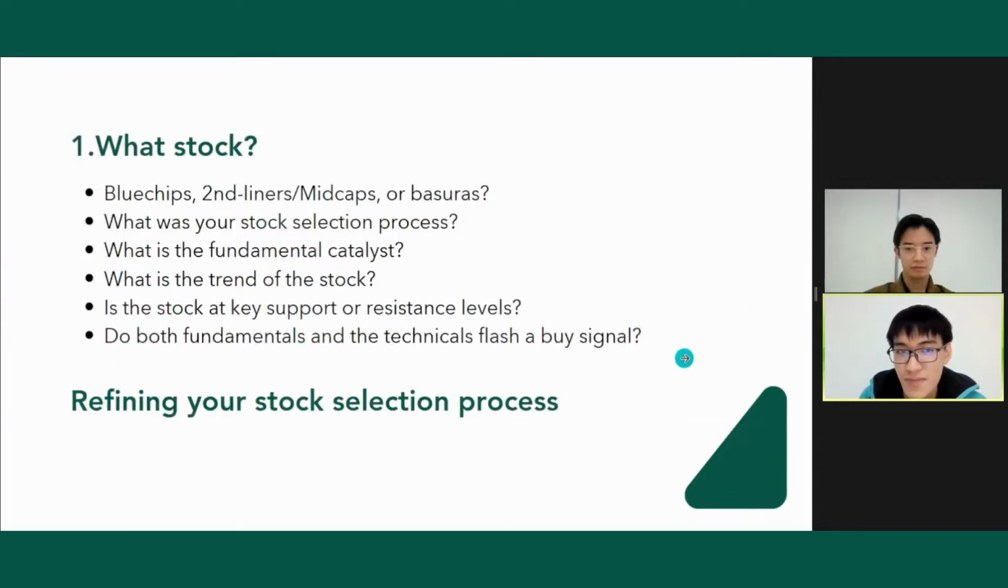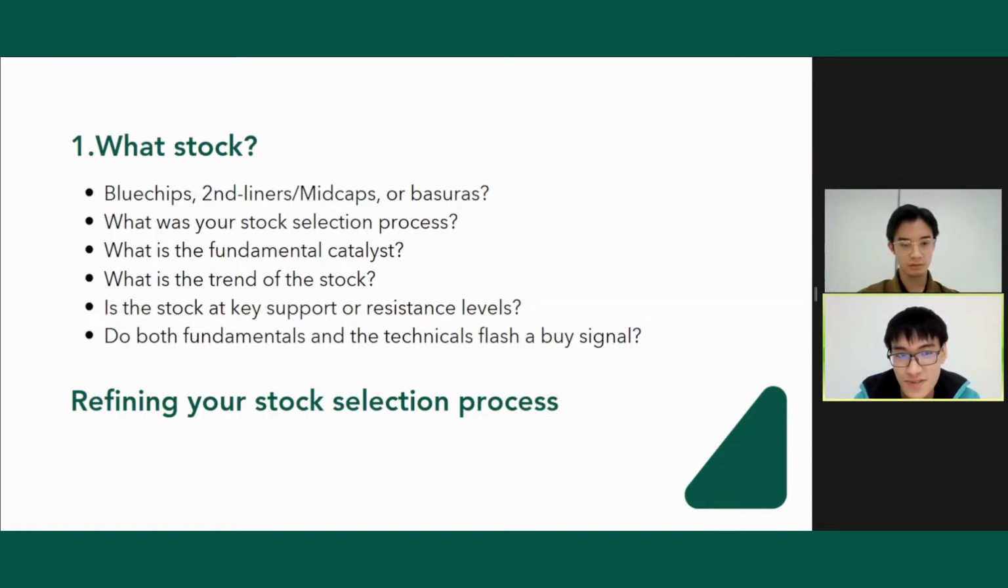Now let's dig deeper into each of the ones that I enumerated that should be in your trading journal. First, what stock, diba? What did you trade? Was it a blue chip, second liner, mid cap, or basura, diba? Those are the types of stocks, diba? So what kind of stock were you trading?